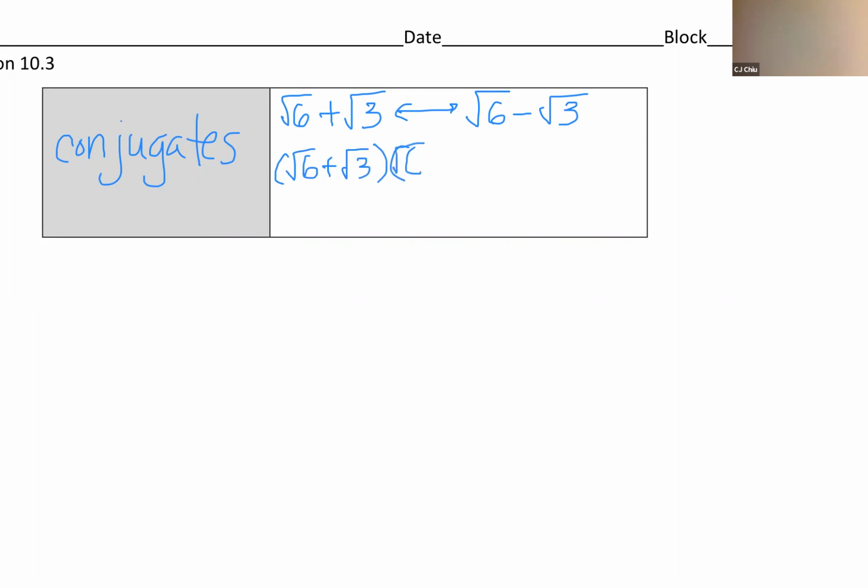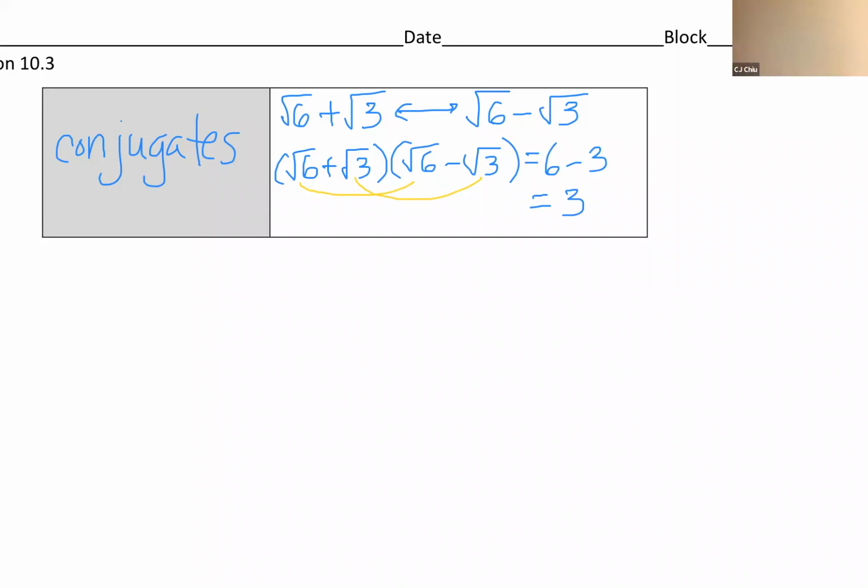Square root of 6 plus square root of 3, square root of 6 minus square root of 3. Well, remember, this is a plus b, a minus b. Or you can just FOIL, but a plus b, a minus b is just a squared minus b squared. So we just get square root of 6 squared, which is 6, and then square root of 3 squared, which is 3. So then we get 6 minus 3, which is 3.